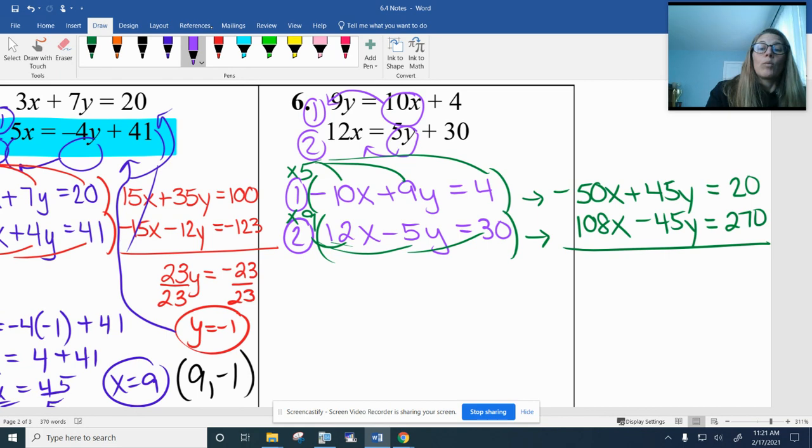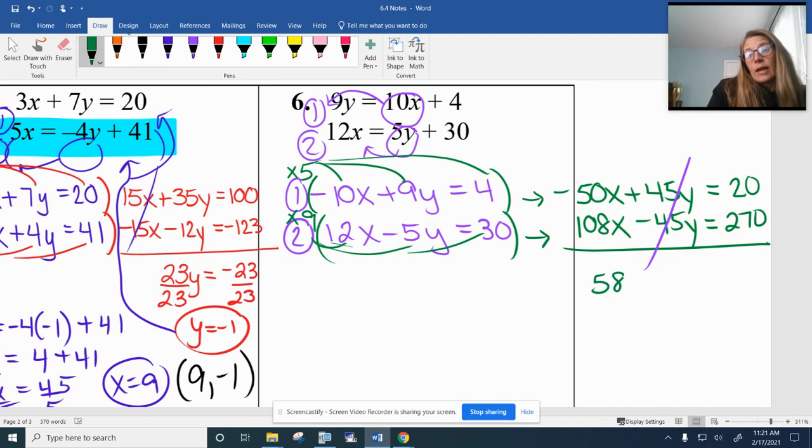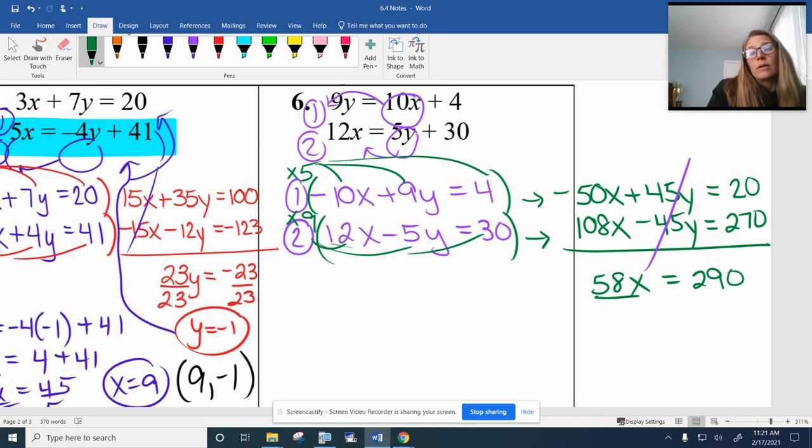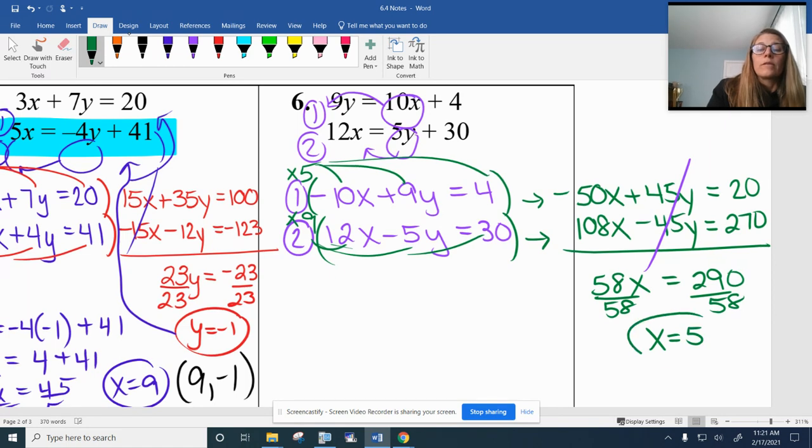Of course, my y's will cancel now. So I have, let's see, 58x equals 290. Divide by 58, and x equals 5.